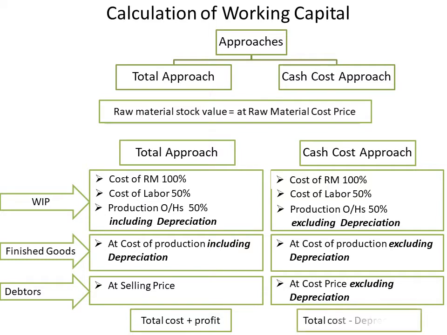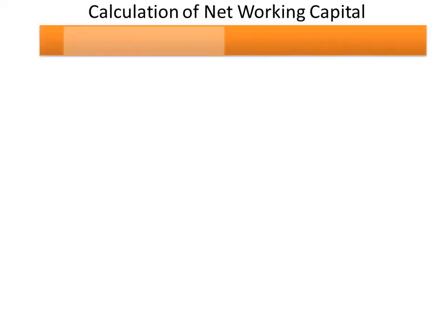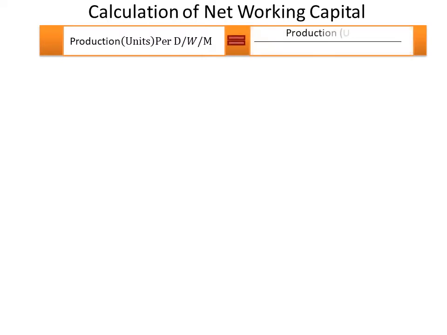Let me show you format of calculating net working capital with cash cost approach. To calculate values of individual current assets and current liabilities, first we need to know production per annum in units. To begin the calculation, we need to convert this annual production into per day or per week or per month as per our requirement, depending on the information available about the holding period of current assets and current liabilities. This can be done by dividing annual production units by 365 days or 52 weeks or 12 months.